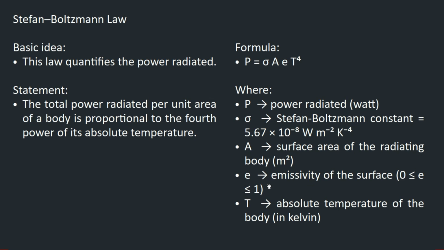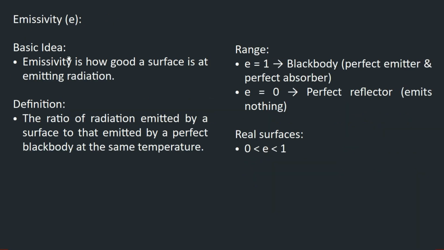Easy to understand. This is emissivity. I'll call it emissivity. I'm pronouncing it all wrong, I guess. So this emissivity has a value between 0 and 1. Whenever you get values between 0 and 1, it's always related to something. So let's look at it. The basic idea of emissivity is how good a surface is at emitting radiation. So it talks about, is it good or bad? Obviously 1 is good, 0 is not so good.